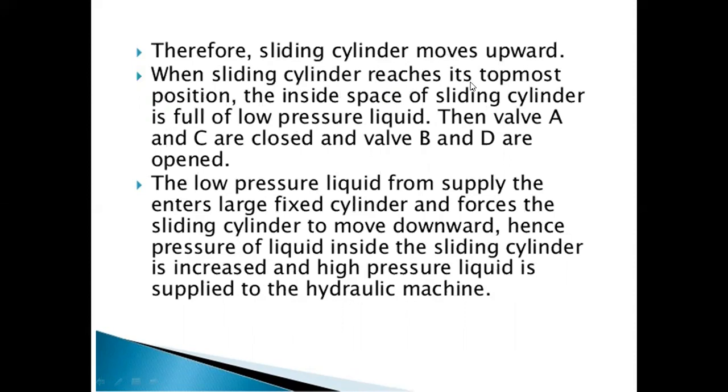When the sliding cylinder reaches its topmost position, the inside space of the sliding cylinder is full of low pressure liquid. Then valves A and C are closed and valves B and D are opened. The low pressure liquid from the supply enters the large fixed cylinder and forces the sliding cylinder to move downwards. Hence, the pressure of the liquid inside the sliding cylinder is increased and high pressure liquid is supplied to the hydraulic machine.